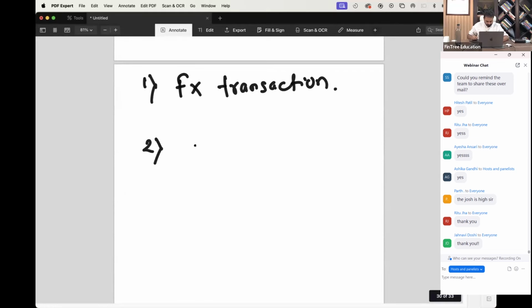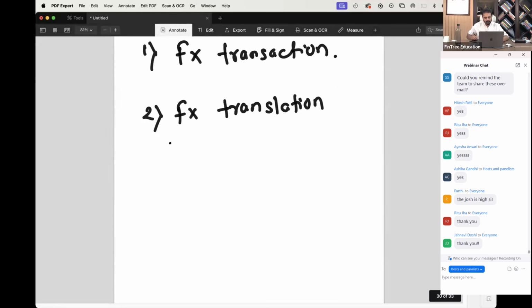The number two, we will deal with FX translation. This will take some time because this is where we will have to learn current method. This is where we will have to learn temporal method.